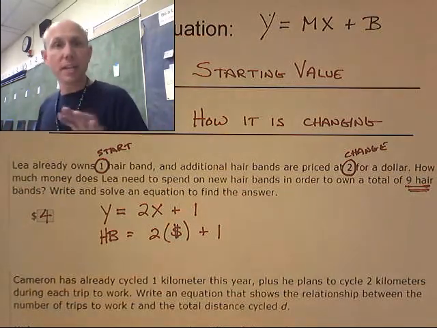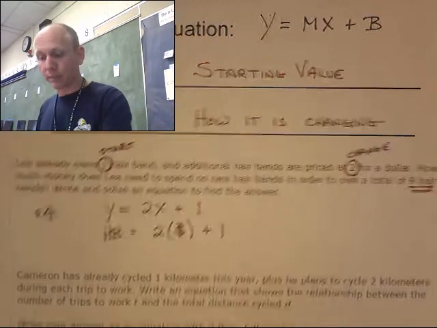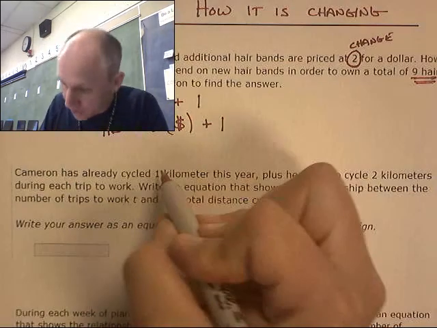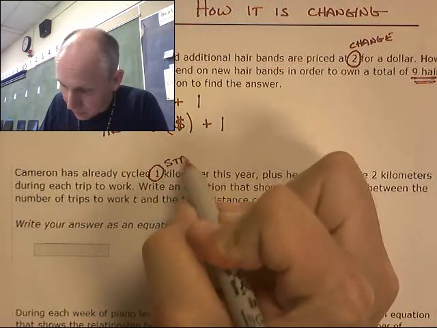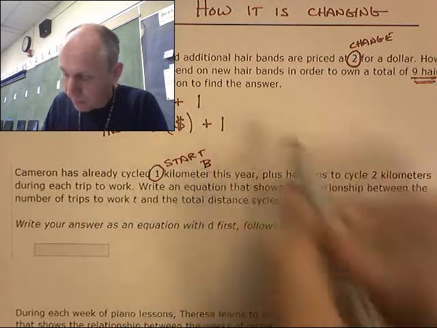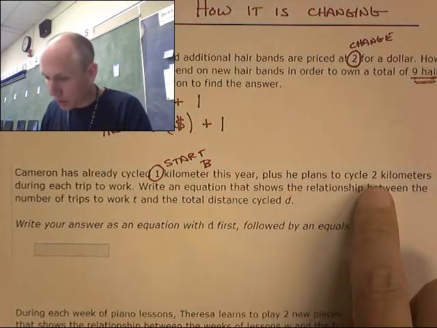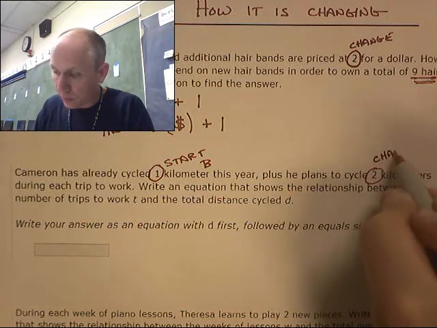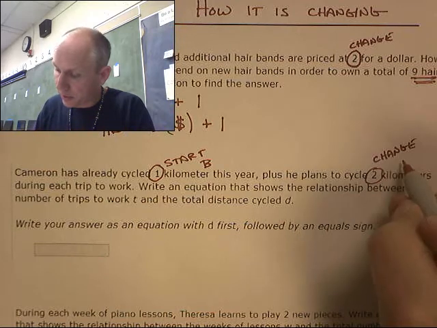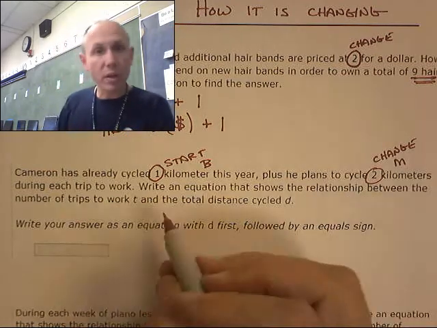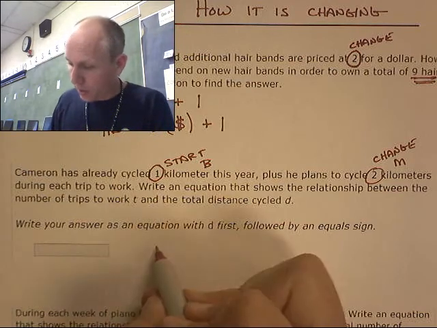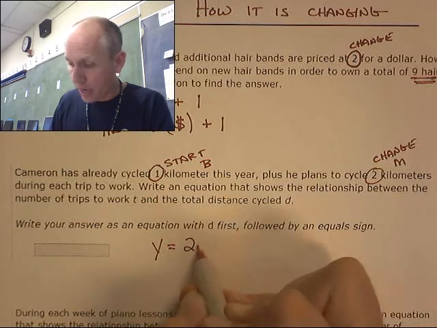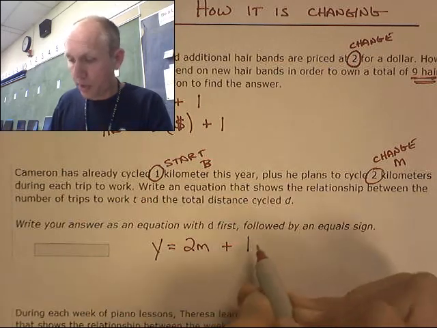Okay. So it's the idea of finding the starting value and how it's changing. Cameron already has cycled 1 kilometer. That's his starting value, which is his B. Plus he plans to cycle 2 kilometers during each trip. 2, that's his change. That's his M. So can we already put the equation together? Y equals his starting value, his change, which is 2m plus 1.